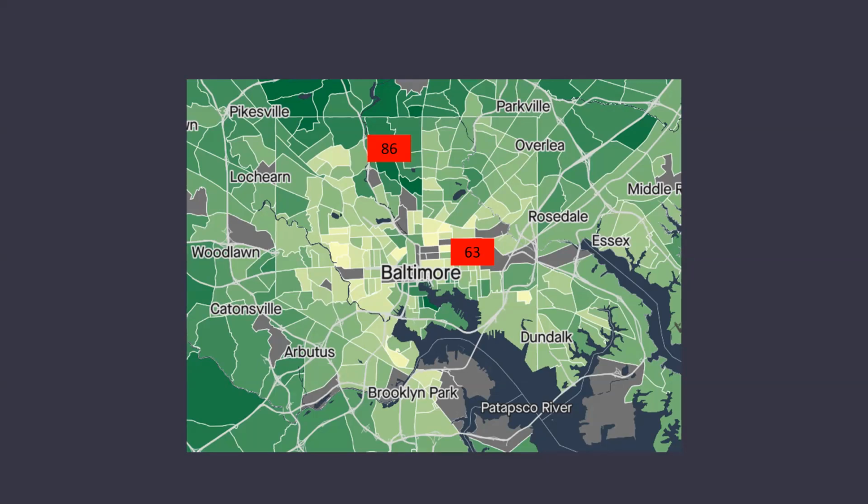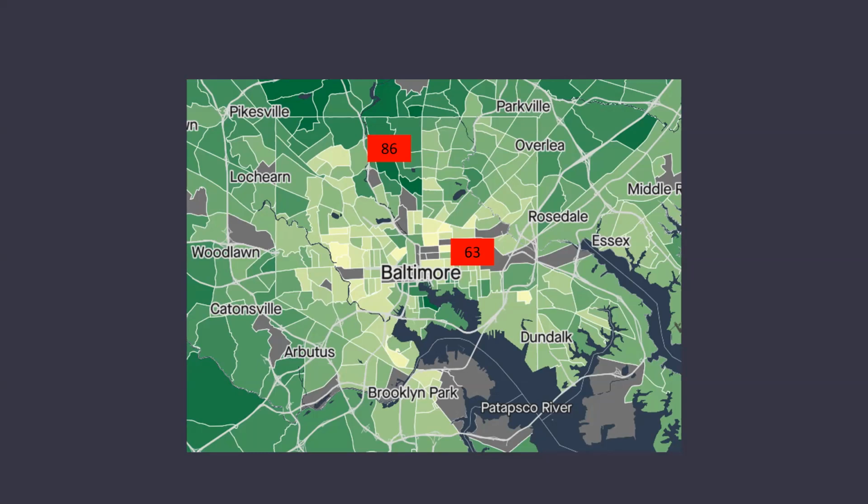Then the lighter color you go, the lower the life expectancy is. So you can see in the top left, we have higher life expectancies. In that one area in particular, the life expectancy is 86. Then we go 10 minutes down the road and the life expectancy is 63. Obviously, a major, huge difference.